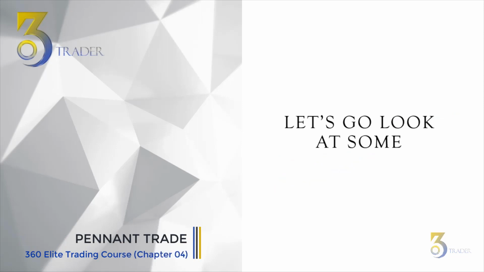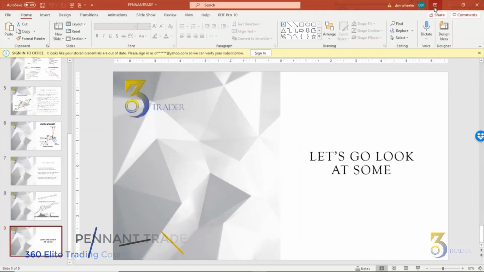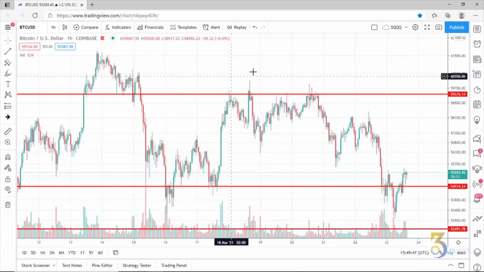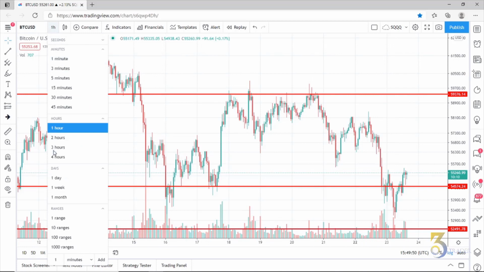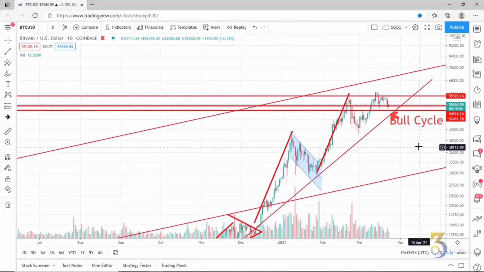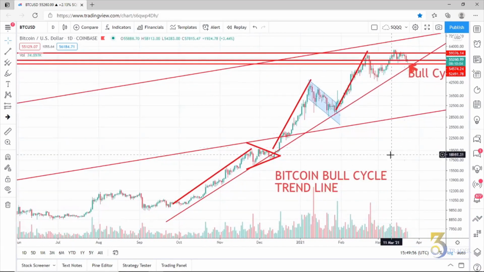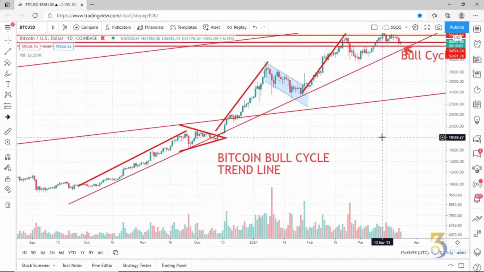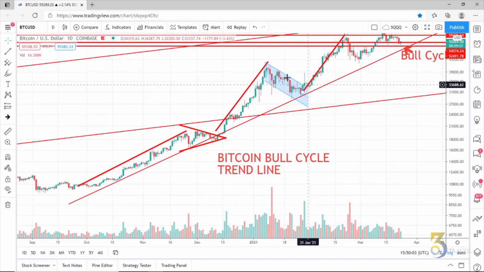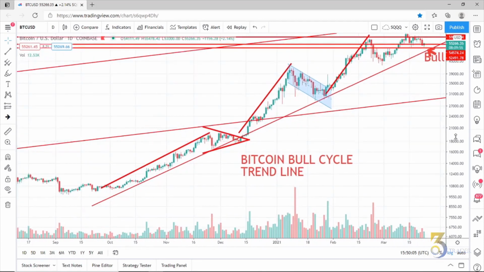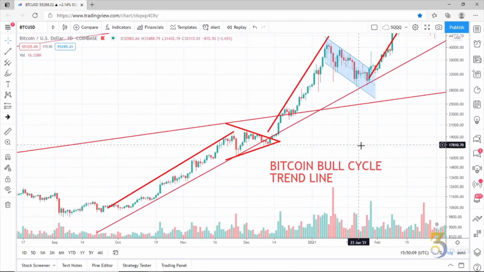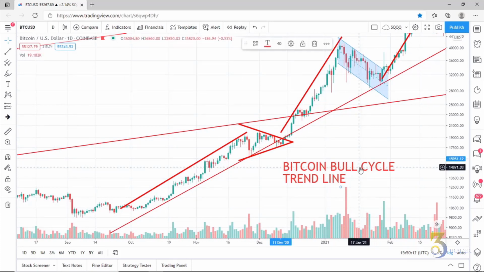All right, gang, let's go look at some. Let's take a look at Bitcoin. I've got some drawn up here. I actually have a couple so you can see it. Remember last chapter, we had the flag. So I've got two on here so you can see both of them all at once. But let me enlarge this.